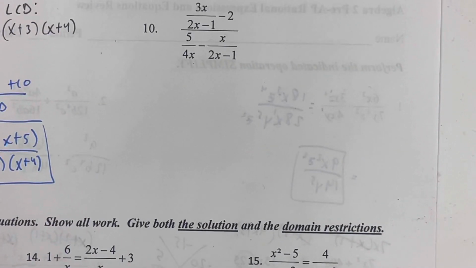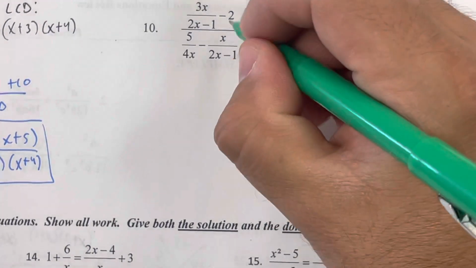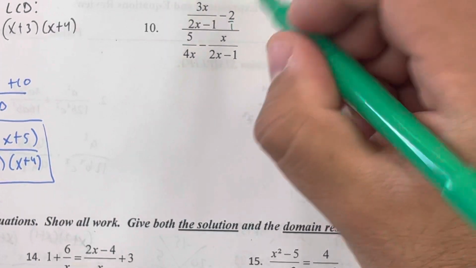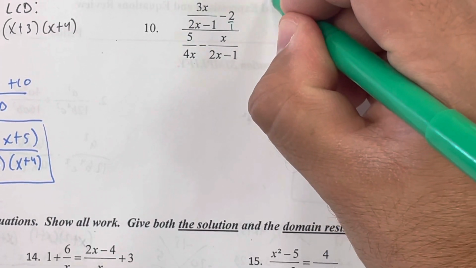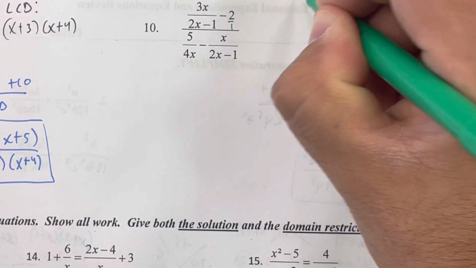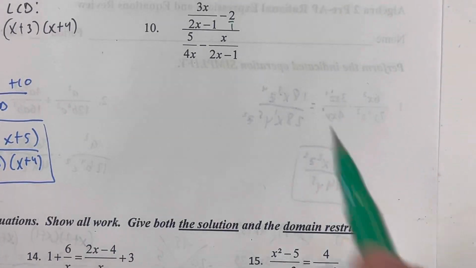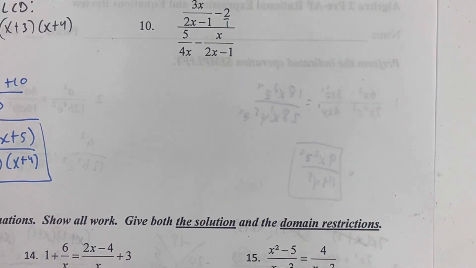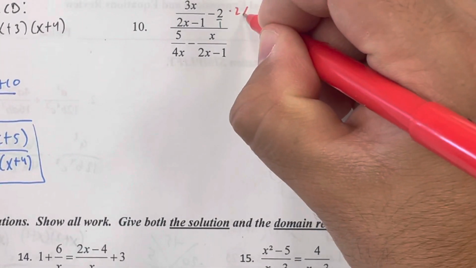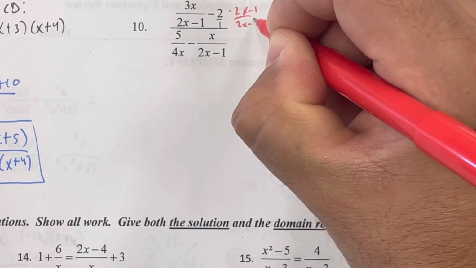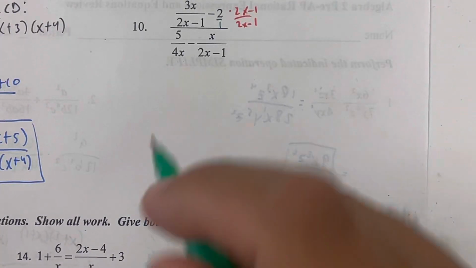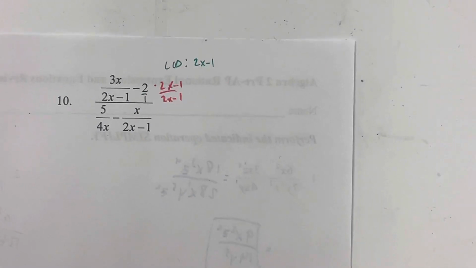All right, number 10, we have a complex fraction here. All right, so I'll do the top one first, so I'm going to put that over 1. LCD, 2x minus 1, they have nothing in common. What's not in common is that. So we would have to multiply this top by 2x minus 1 on the top and the bottom.